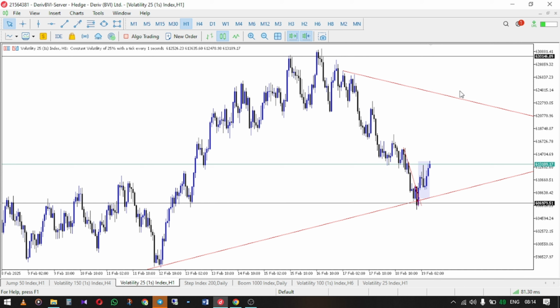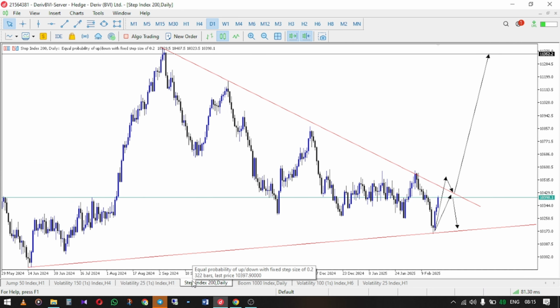Ensure you maximize this trade, especially the one coming up on Step 200 index. Ensure you maximize it. Let's make money.